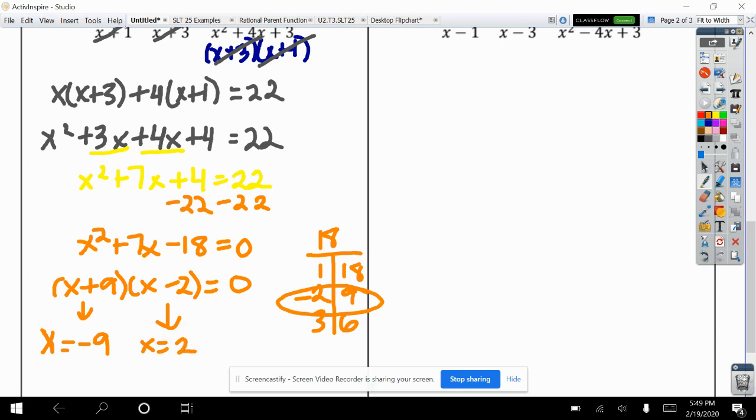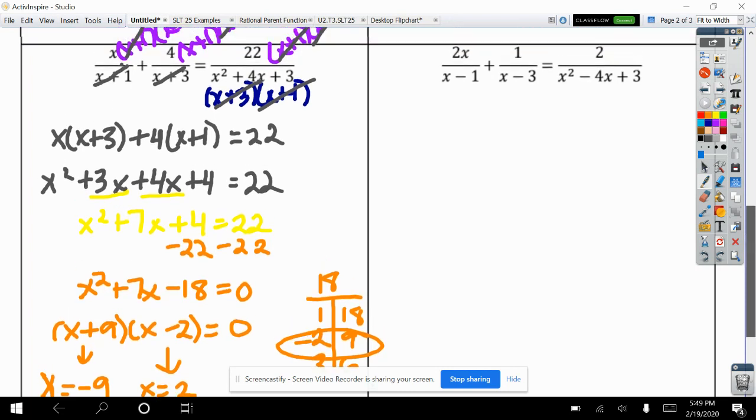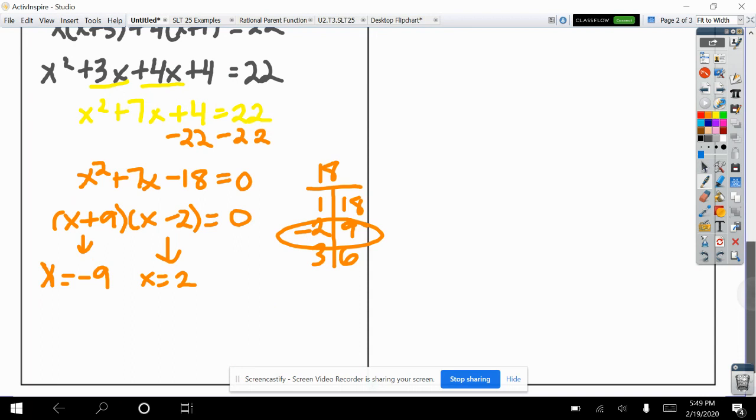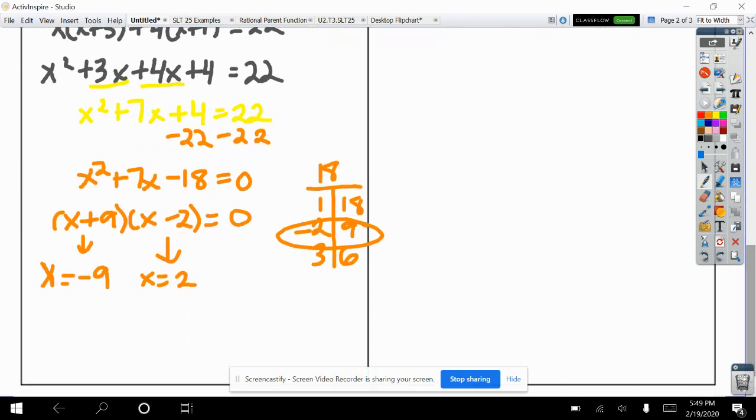Now, don't forget, we have to check for extraneous solutions. So I need to look and see if I were to plug in negative 9 or 2 in my original equation, would I get 0 in any of the denominators? Since I had x plus 1 and x plus 3 in the denominators, 2 and negative 9 would not give me a 0 in any of the denominators. The numbers that would give me 0 would be negative 1 and negative 3. So I'm good. Neither of these are extraneous.